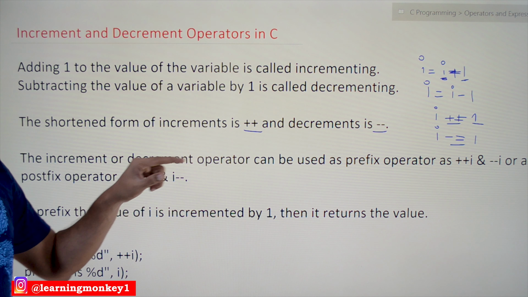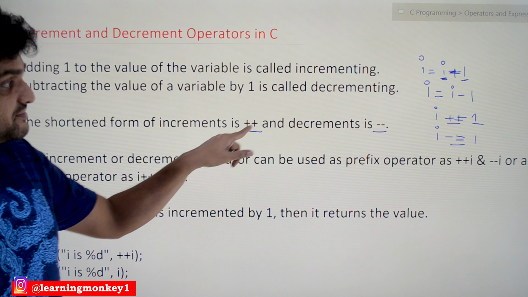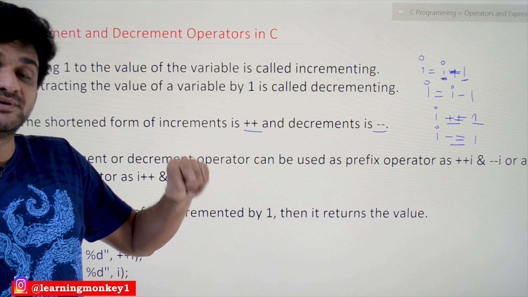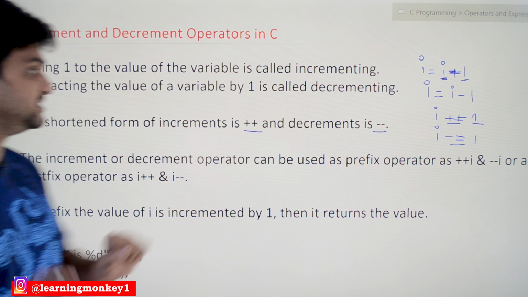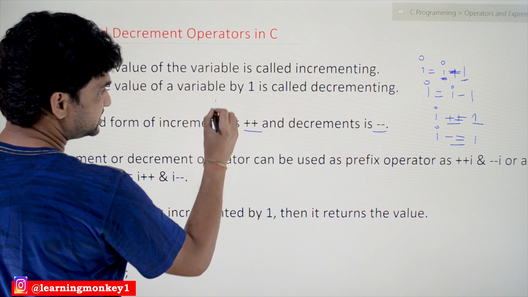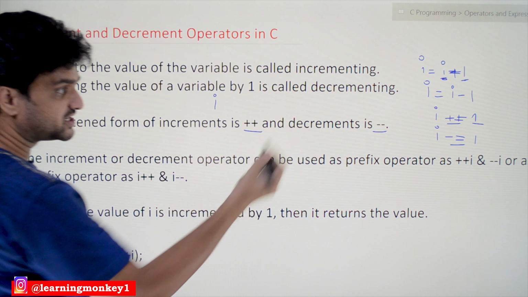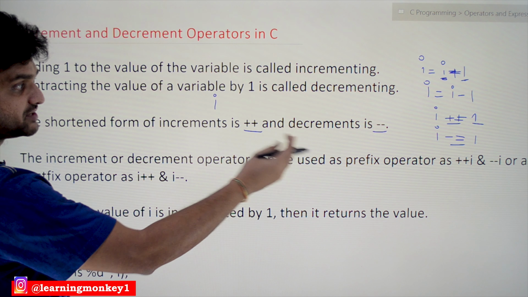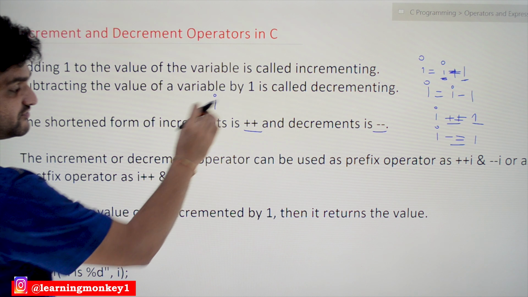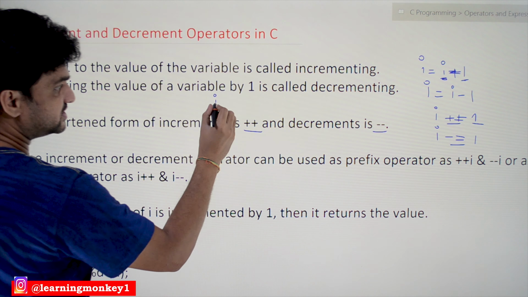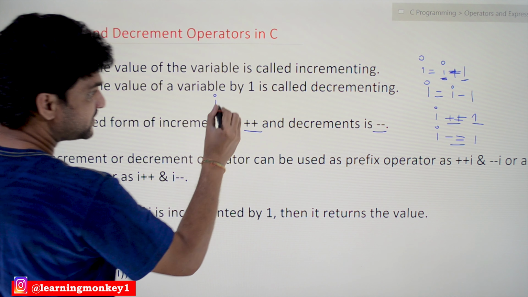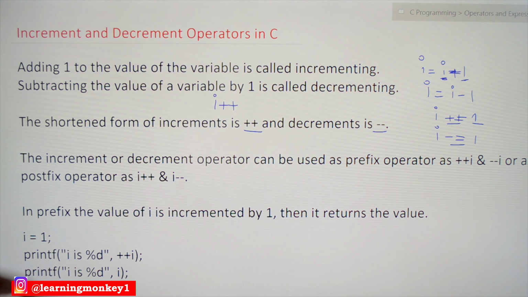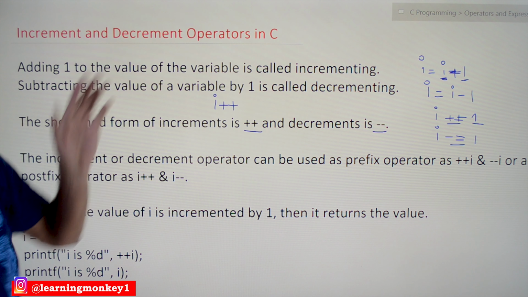The point we have to understand is that the increment or decrement operator can be used in two different ways: one before the variable and the other after the variable. Incrementing and decrementing are both applicable. If the variable I is taken and plus plus is used beside it, the value of I will be incremented by 1.